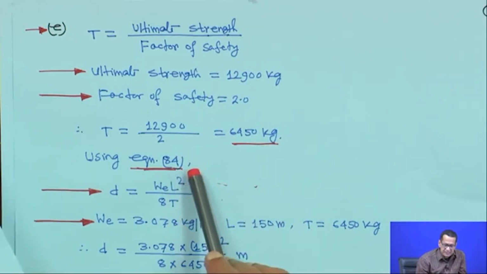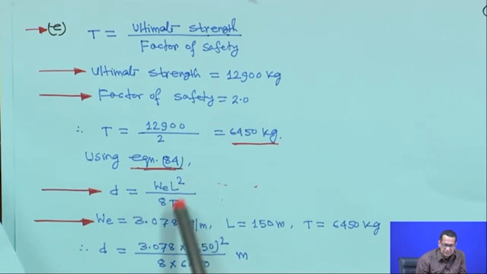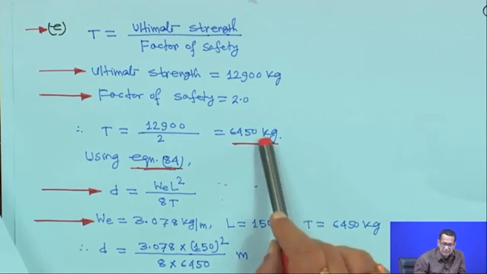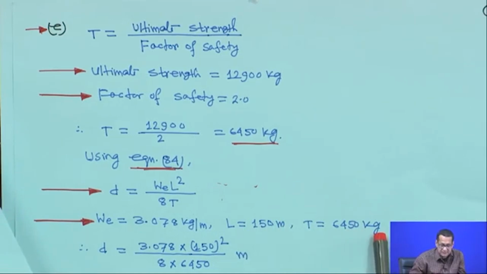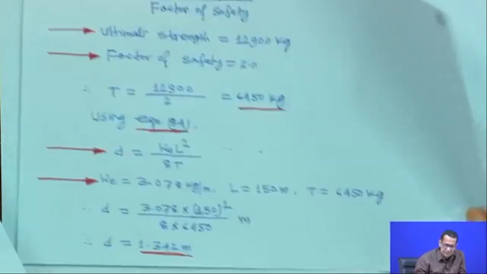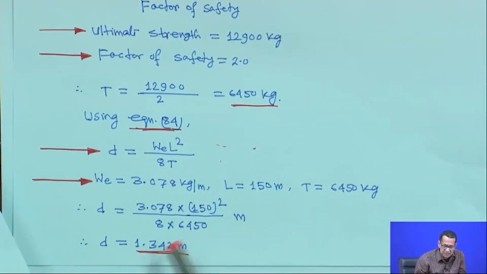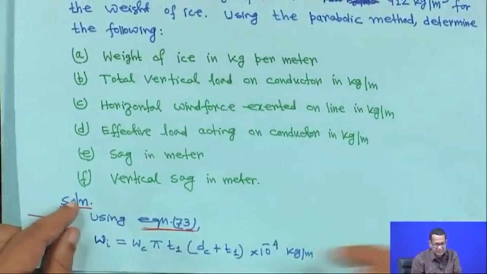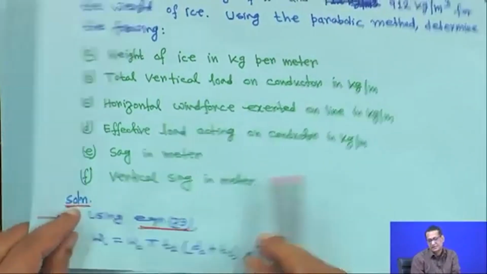So using equation 84, we know D is equal to W L square upon 8T. W is equal to 3.078 kg per meter, that we have calculated. L is given as 150 meter and T we have just computed as 6450 kg. If you substitute, D is equal to 3.078 into 150 square divided by 8 into 6450 meter. So this is actually 1.342 meter. This is your D. Another thing, the last one, is the vertical sag in meter.